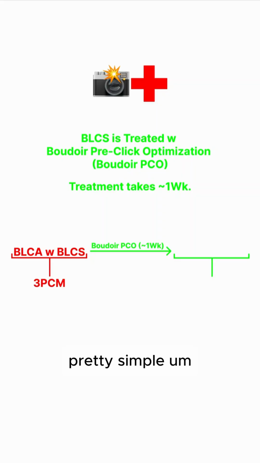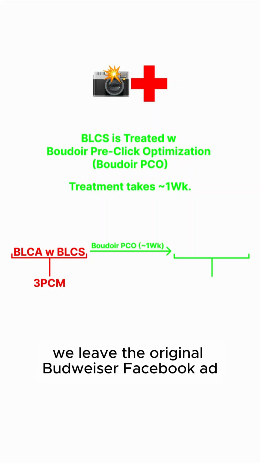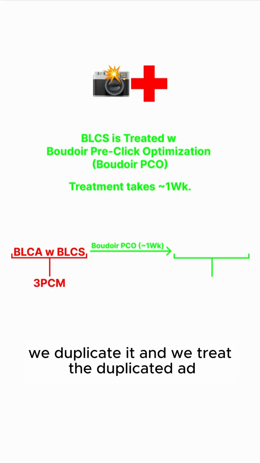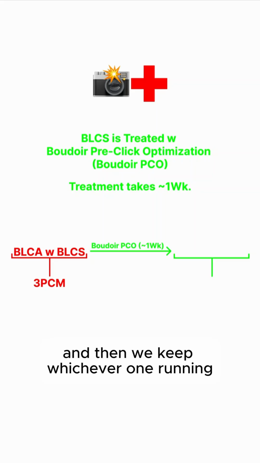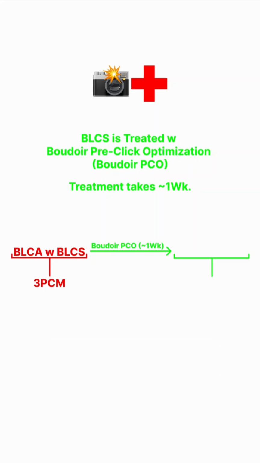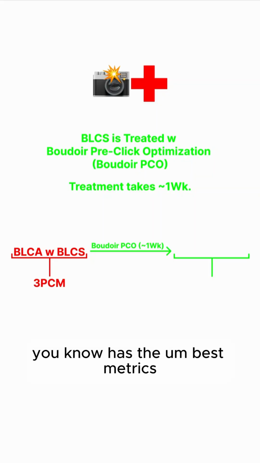Pretty simple. We leave the original Boudoir Facebook ad, we duplicate it, and we treat the duplicated ad, running it in parallel with the original, and then we keep whichever one has the best metrics.